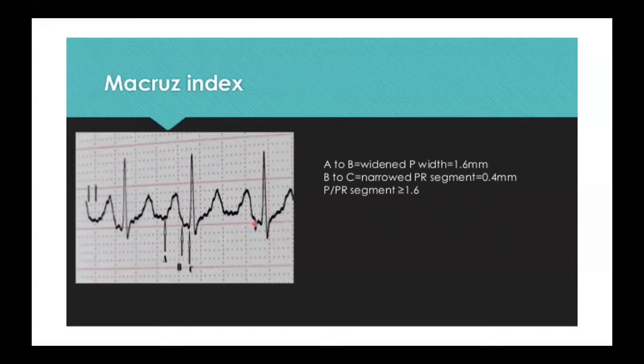So the P wave duration will invariably, if it is a severe left atrial enlargement, become more than 120 millisecond, and this PR becomes very less. So this duration divided by this interval becomes more than 1.6. It is very specific for left atrial enlargement.